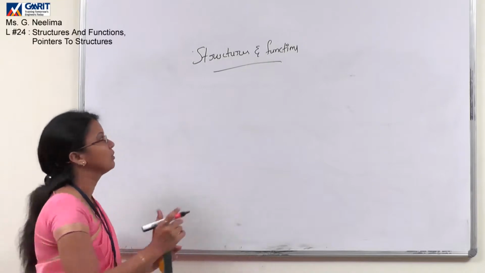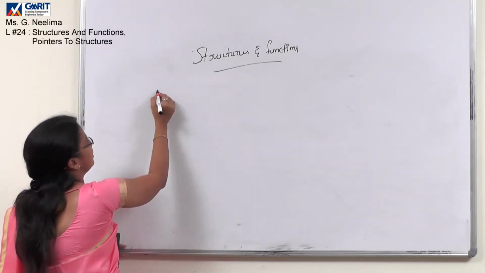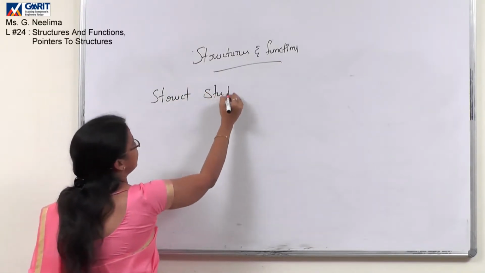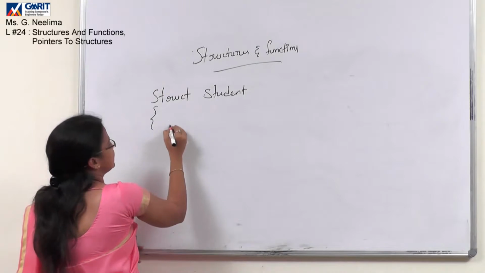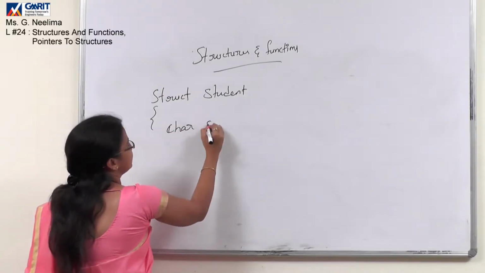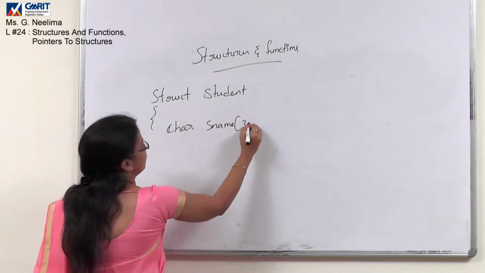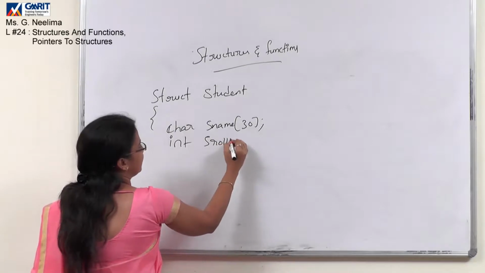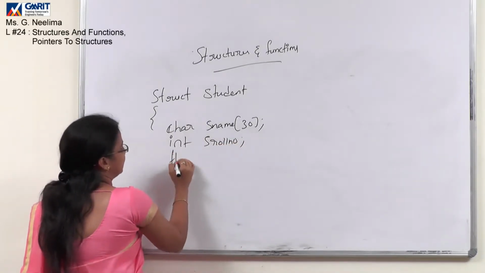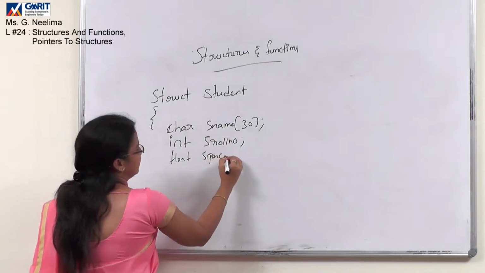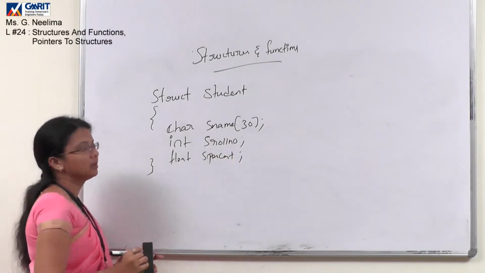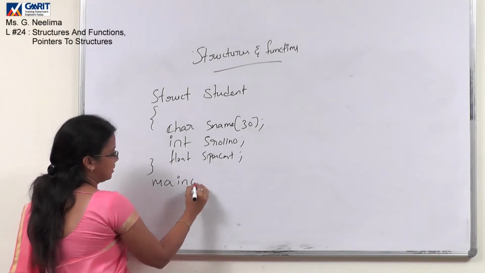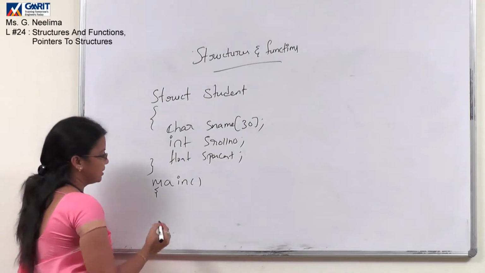So how it is going to work, just see the simple example. Already we have defined some examples. Struct student I am taking again. Here I am taking three different member variables, char name, int roll number, and float percent, and these are the three variables I am taking here. And after that I am starting a main function. This is the format of a structure and a function.